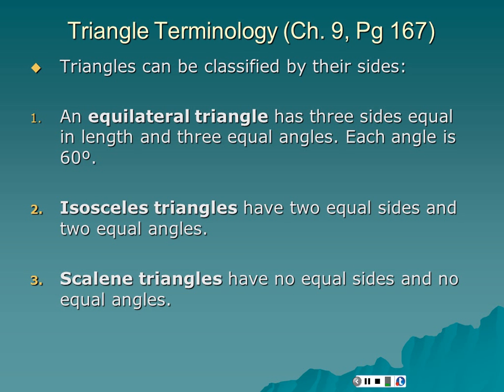So the last one: scalene triangles have no equal sides and no equal angles. These are some triangles where you will have different angles and different sides. You see here, this one, for example, none of the angles are equal. None of the angles is equal to any other, and none of the sides are equal either.